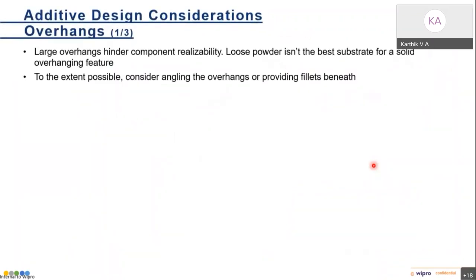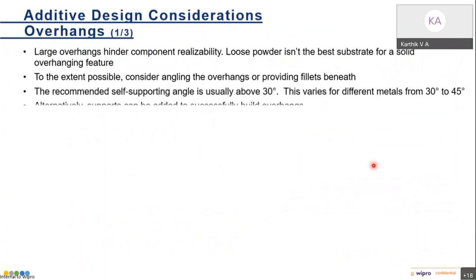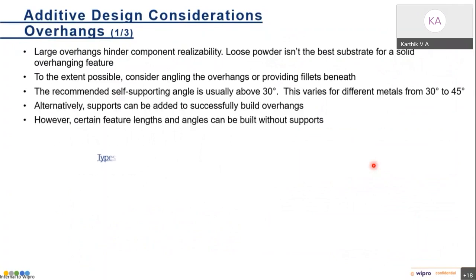Now, like I mentioned about overhangs, when you are having overhangs, we are not going to be able to fabricate them without any support structure. But over the years, after multiple iterations, we have found that for every material, there is a self-sustaining angle or a self-supporting angle. And this angle varies based on the material.